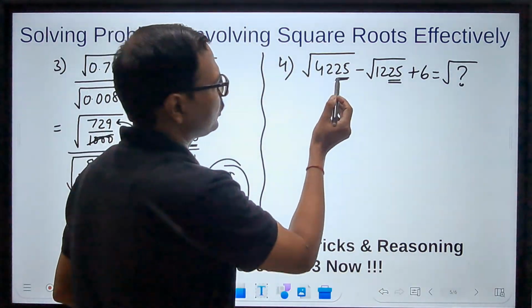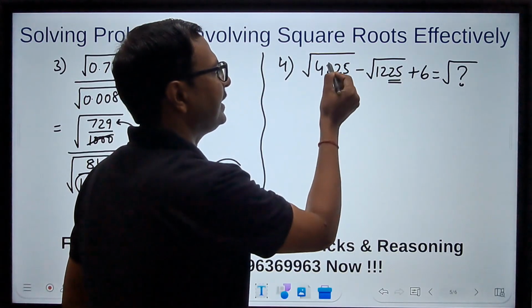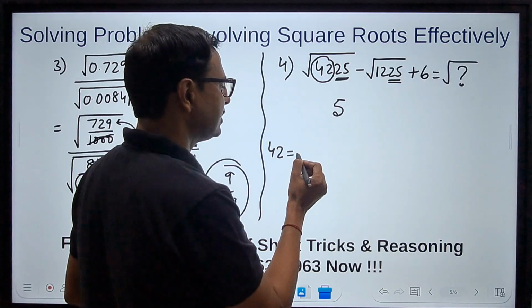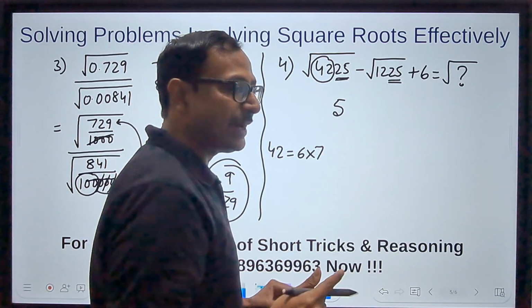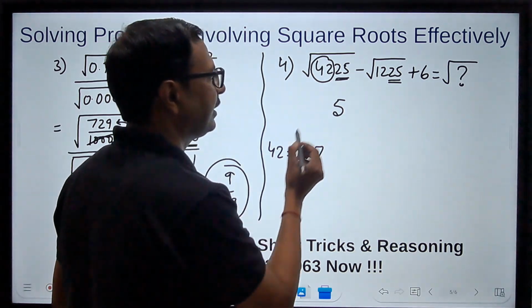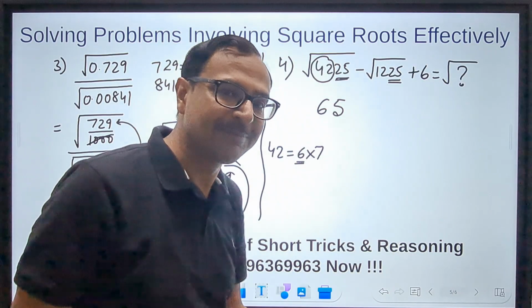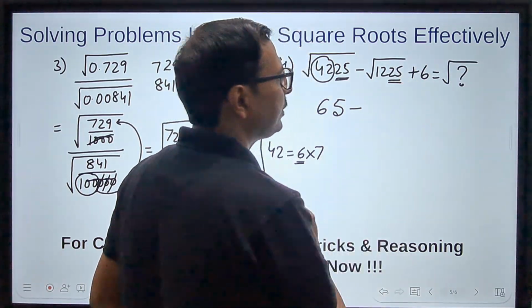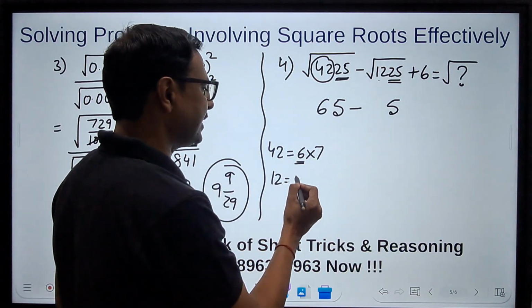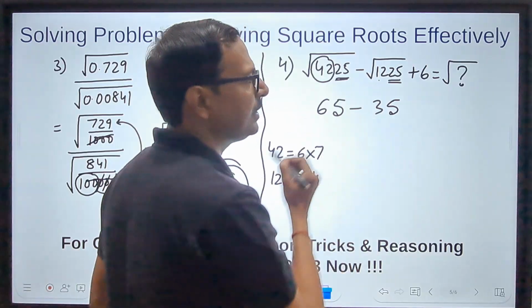Now whenever you have a 25, the square root is going to end in 5, and then the remaining number 42, I can write 42 as 6 into 7. I have to write it as a product of consecutive numbers. So 6 into 7, and the smaller one has to be written here. See, square root of 4225 is 65. Now, same thing to be applied here. 25 means 5. 12 is to be written as 3 into 4, see, consecutive numbers. And the smaller one is 3, so I'll write 3 here.